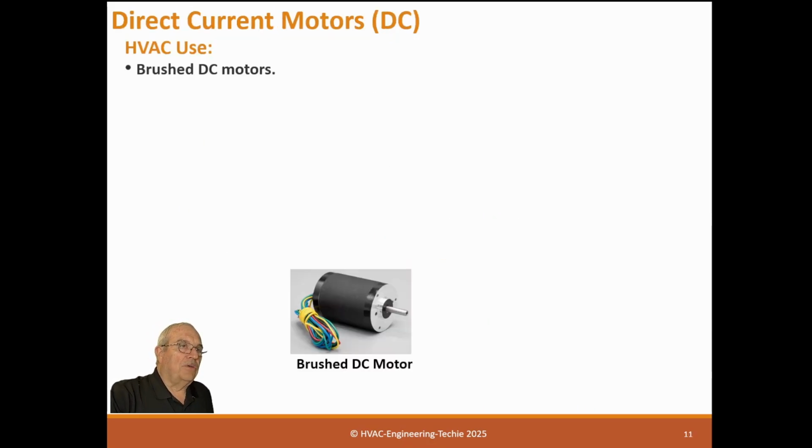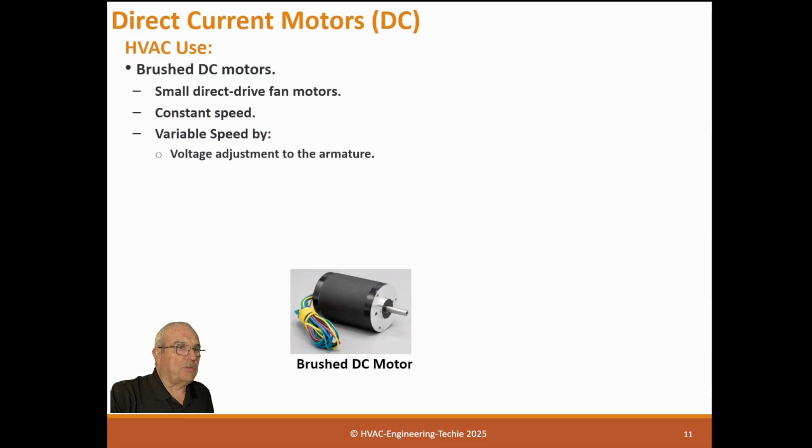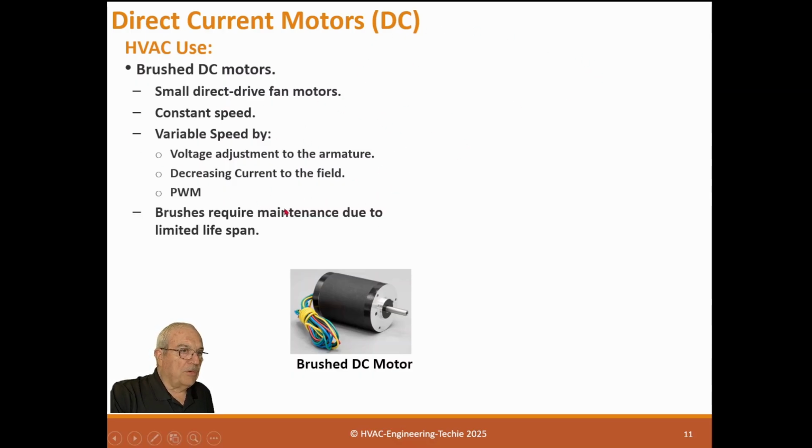So direct current motors, brush DC motors we use. Small direct drive fan motors, got brushes inside of them. Constant speed, variable speed by voltage adjustments to the armature, decreasing current to the field. Pulse-width modulation will all make these motors multi-speed. We don't see a lot of these anymore, but we used to use them quite a bit.